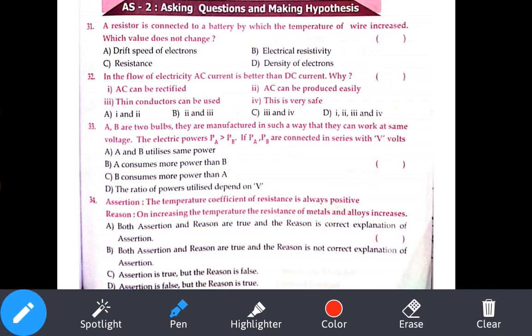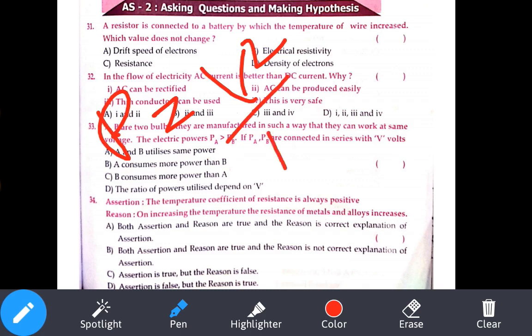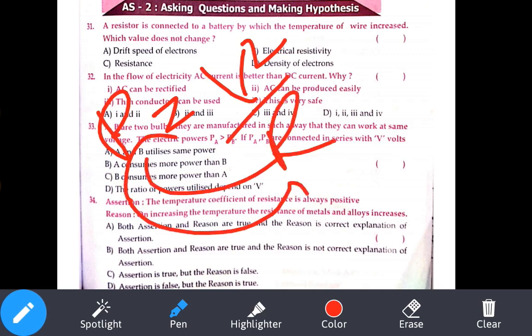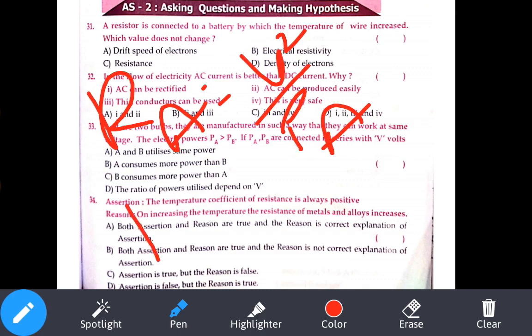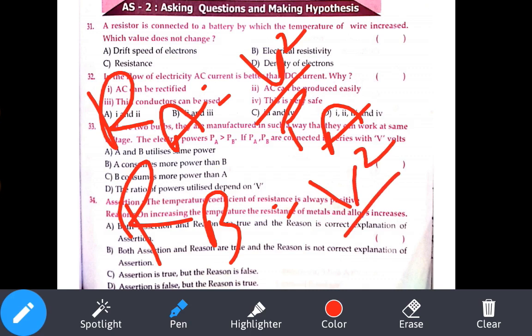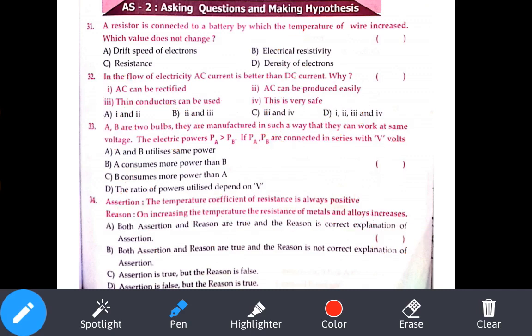A and B are two bulbs. They are manufactured in such a way that they can work at the same voltage. If the electric power of A is greater than B, okay, now these are called rated power. Manufactured means for rated power. So what is the relation between P and V? P is equal to V squared by R. So if we rearrange the factors, we can write that the resistance of bulb A is nothing but V squared by PA, and the resistance of bulb B is V squared by PB. If you observe here, rated power and resistance are inversely proportional. Keep that in your mind.